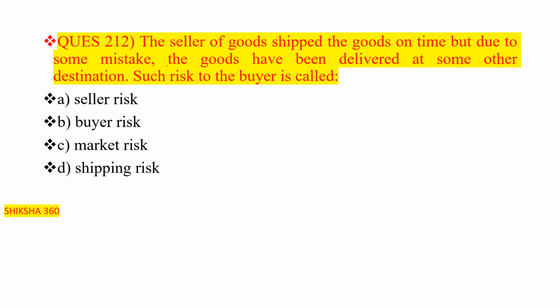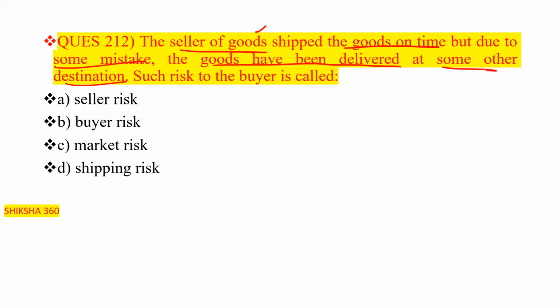Now move to the next one. The seller of the goods shipped the goods on time, but due to some mistake the goods have been delivered at some other destination. That is due to the shipping mistake. We have to send the goods to one place, but due to the shipping mistake they go to some other place.